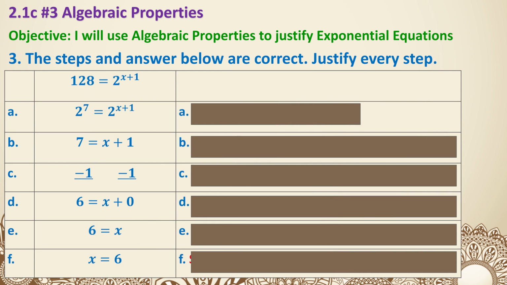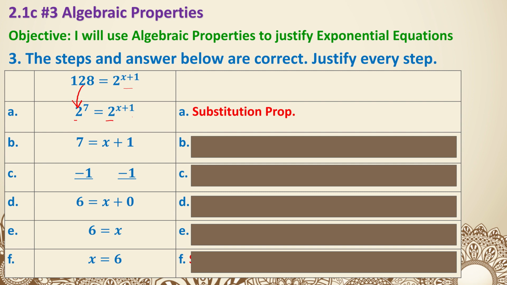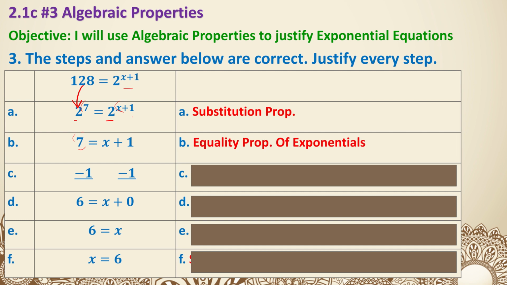Okay, this time is a little bit longer, but that's because the exponent is a bit more complicated. So first thing, you see the right side did not change, but the left side, 128 changed into 2 to the 7th power. Well, 128 is 2 to the 7th power, so we are just doing a simple substitution property because we're just replacing 128 with something else that it equals to, which is 2 to the 7th power. Next, as soon as we do that, you see they are the same base, so we can conclude about the exponents. 7 equals x plus 1. That is the equality property of exponentials.